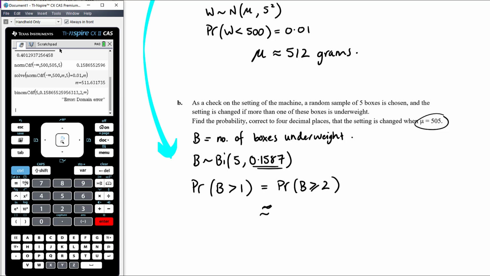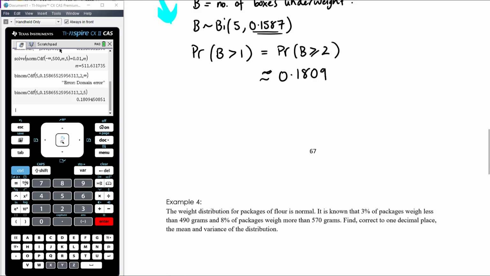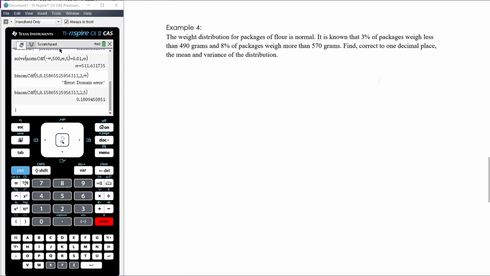What did I type wrong? Oh, I typed 2 to infinity, sorry. So used to normal distribution. So the upper bound is not infinity. If you only got 5 boxes, we could have between 2 and 5 boxes underweight. So 2, 3, 4 or 5 boxes underweight. Okay, and the probability correct to 4 decimal places is 0.1809. So being precise about how you use that normal probability, copy and paste in your CAS, it's nice and easy, there's no excuse for creating rounding errors.